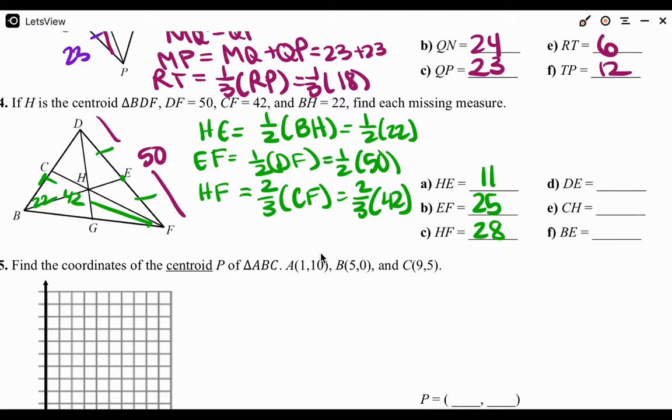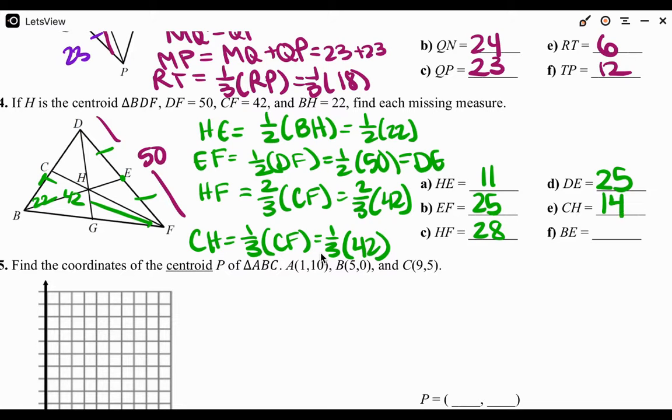DE is equal to EF. So this is also 25. CH is equal to 1/3 of CF. So 1/3 of 42 gives us 14. And our last one, we're looking for BE. BE is equal to BH plus HE. So 22 plus 11, so 33.